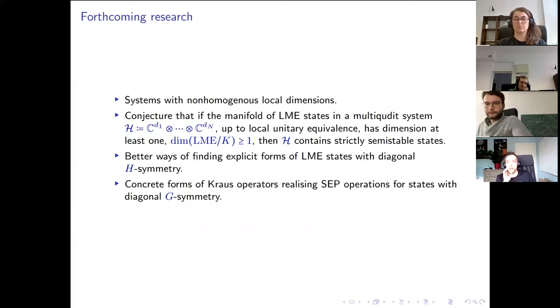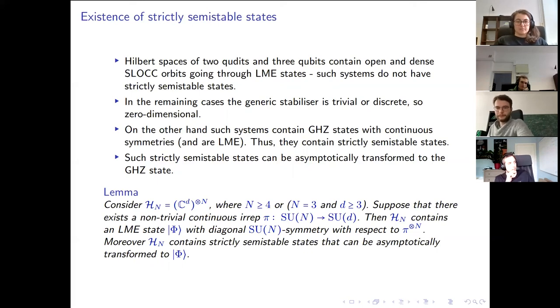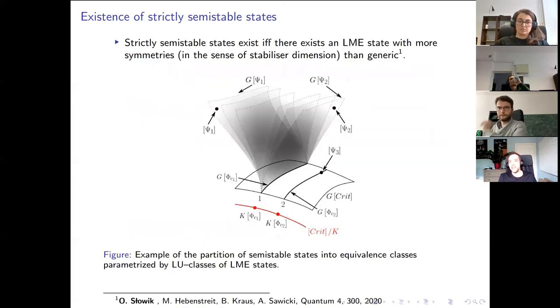Oskar, if I understand well, what you said previously was that if the dimension of the stabilizer of some LME state is larger than the dimension of the generic stabilizer group, then those semi-stable states exist, right? Strictly semi-stable, yes. Strictly semi-stable, sorry.